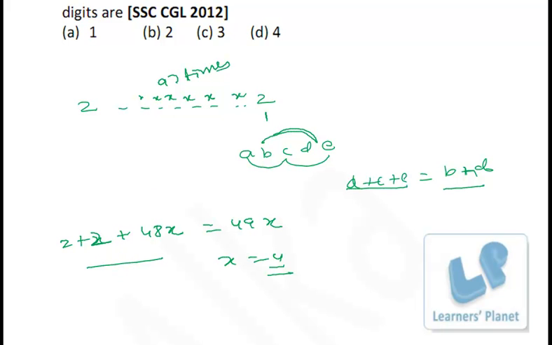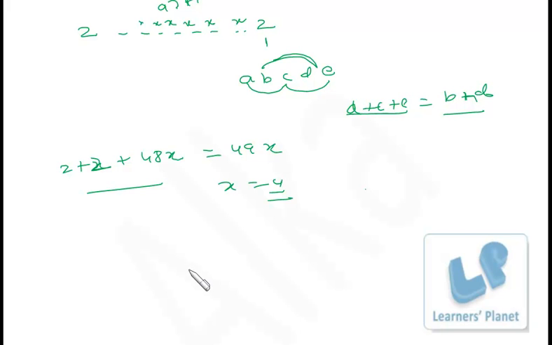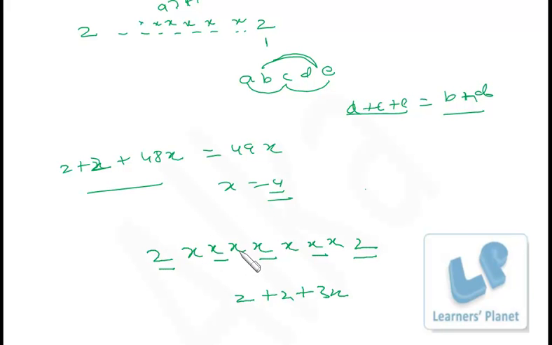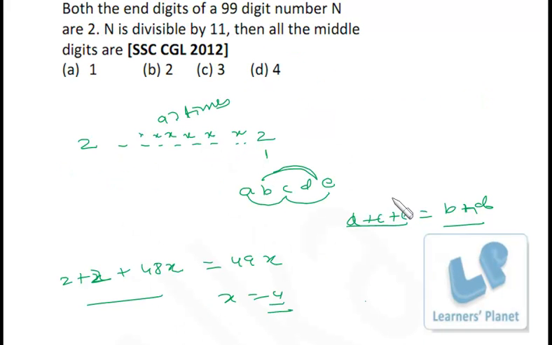You can even take a smaller example of this to understand it in a better manner. Suppose I take a 9-digit number. So 2, x, x, x, x, and so on, 1, 2, 3, 4, 5, 6, 7, 8 and 9. Right? So here 2, x, x, x and 2. 2 plus 2 plus 3x is on the left hand side, and 4x is on the right hand side. So you get x as 4. I hope this concept is clear in your mind. So the answer must be 4.